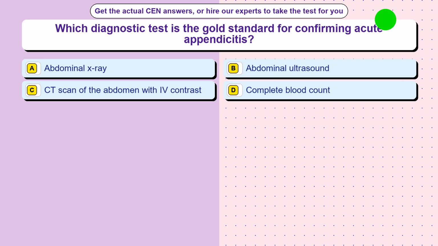Question 35. Which diagnostic test is the gold standard for confirming acute appendicitis? Option A, abdominal X-ray. Option B, abdominal ultrasound. Option C, CT scan of the abdomen with IV contrast. Option D, complete blood count.